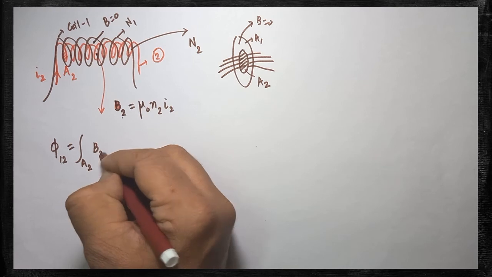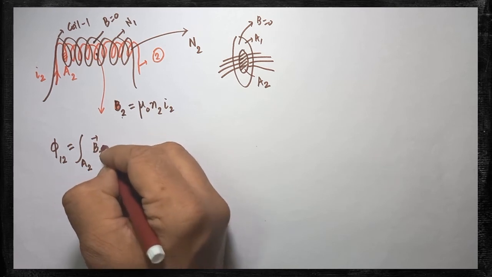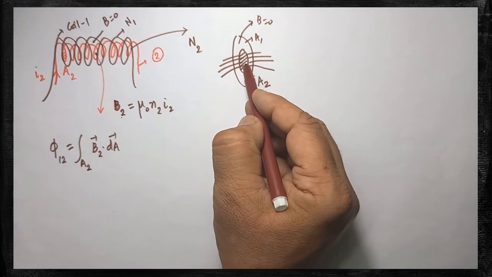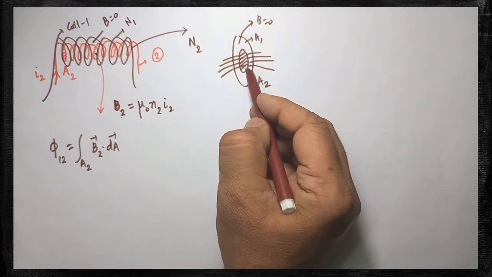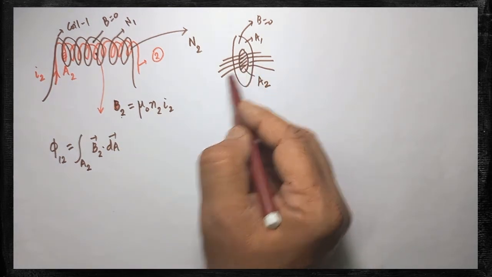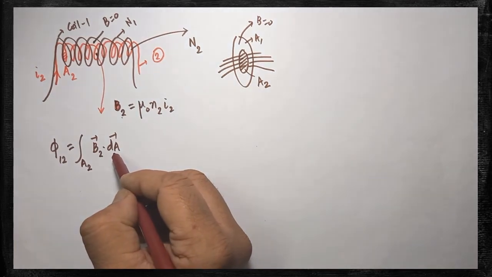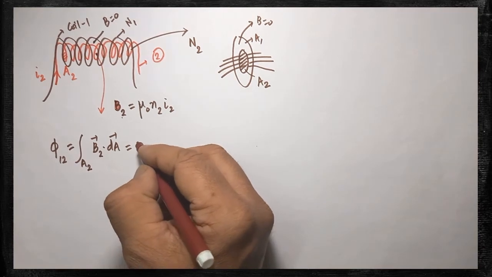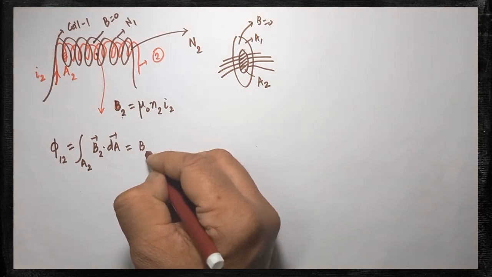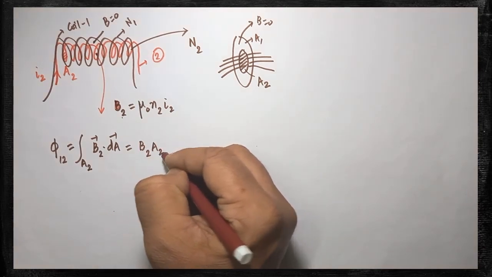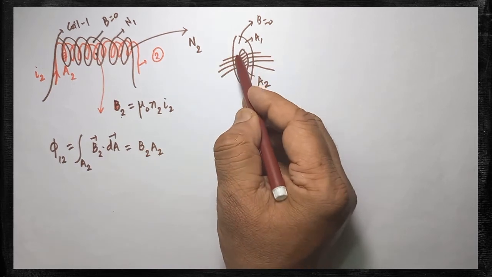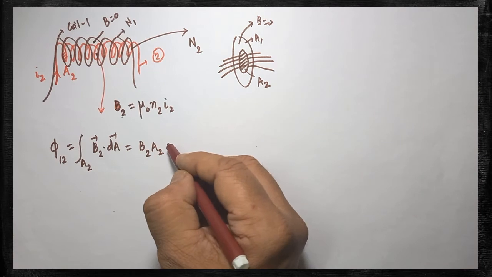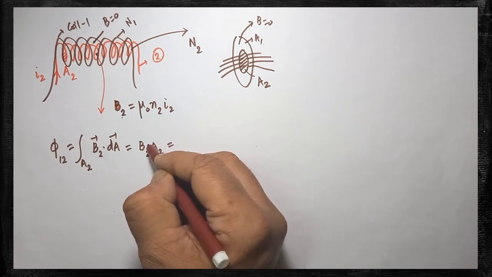Magnetic field B2, it's a vector, and then dA vector. What is dA vector? In this A2, a small elementary region is taken, that is called dA vector. After taking the entire area, this equation becomes B2 A2. If you integrate all the dA, you will get A2. Are you clear? This is in the form of a dot product.